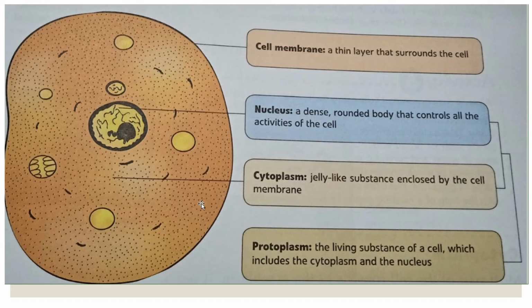And then the protoplasm means what? It is the living substance of a cell which includes the cytoplasm and the nucleus, children. So the cell membrane is a thin layer that surrounds the cell. And what's the nucleus? A dense rounded body that controls all the activities of the cell. And the cytoplasm means what? It is the jelly-like substance enclosed by the cell membrane. And the protoplasm is the entire living substance of the cell, which includes the cytoplasm and the nucleus. You will be coming to know the functions of the cytoplasm, the nucleus and the cell membrane in the next session.